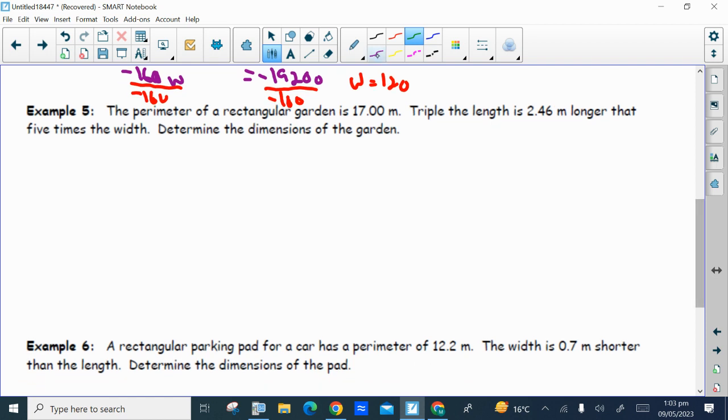Example 5. The perimeter of a rectangular garden is 17 meters. Triple the length is 2.46 meters longer than 5 times the width. Determine the dimensions of the garden. So we want the dimensions. We want the length and the width. So let's let L equal the length and W equal the width.